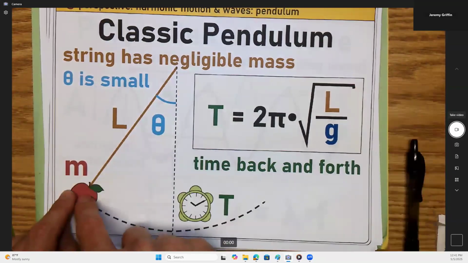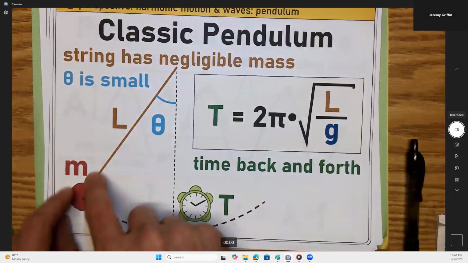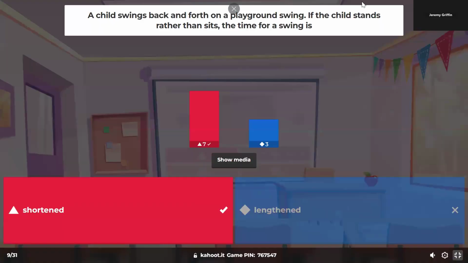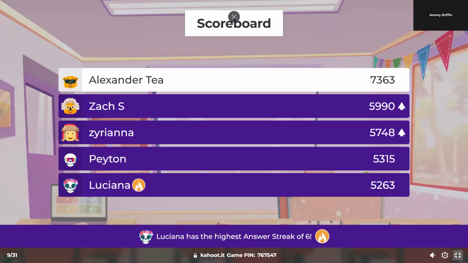So maybe the original kid sitting, it's like swing, swing. And the kid standing, it's like swing, swing, swing, swing. Exaggerating a little bit. You guys get the idea? All right, shorter time. You could also say a higher frequency if you wanted.